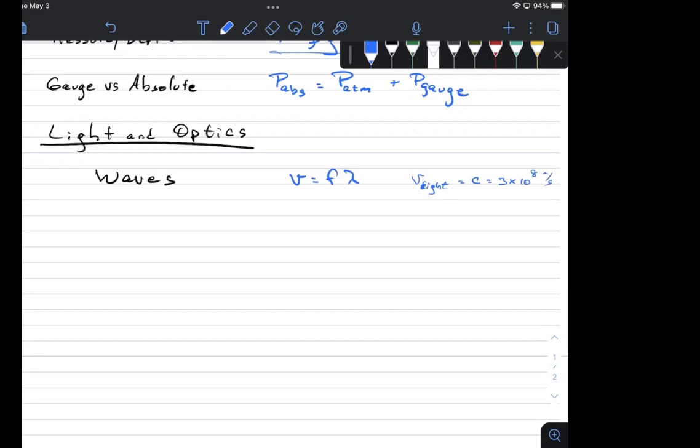But every wave has a speed, even if it's not light, sound waves, 343 meters per second, and so on. Now, there were other relationships too. There were things like the period of oscillation, capital T. That's just the inverse of the frequency. If you know the frequency, 1 over the frequency gives you the period.